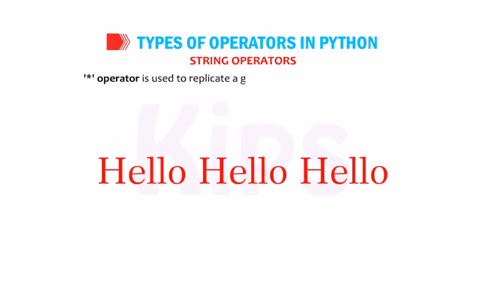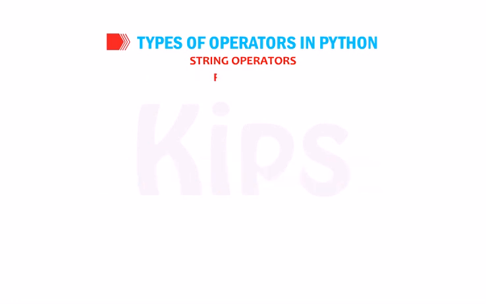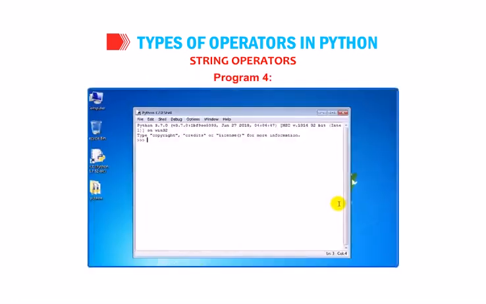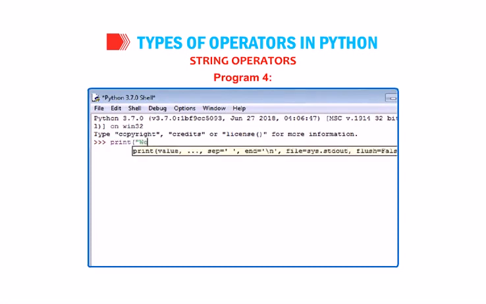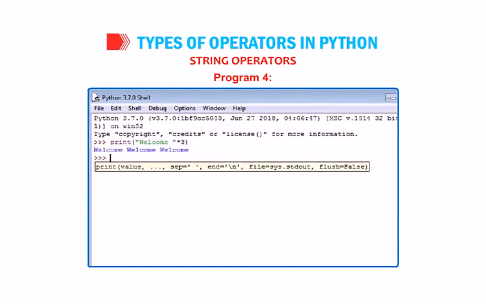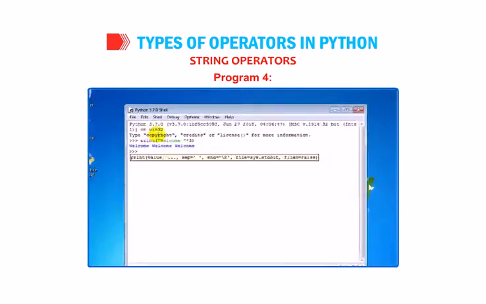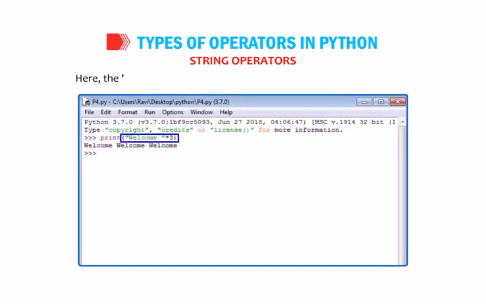The asterisk operator is used to replicate a given string for a number of times. It is also known as replication operator. Program 4. Here, the asterisk operator is used to print the string welcome 3 times. The output will be welcome, welcome, welcome.